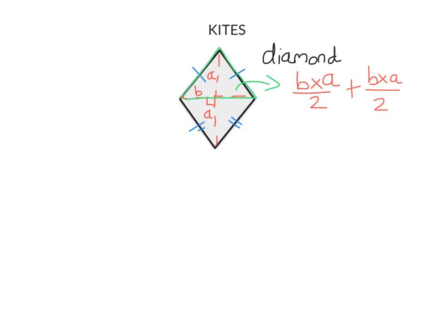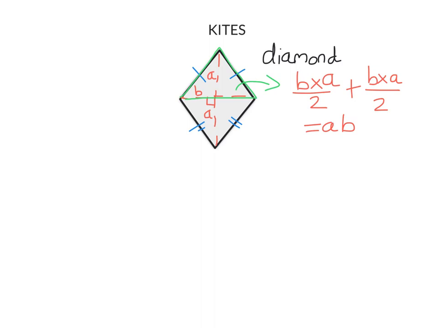So if I add these together, I have half of AB plus half of AB. I just get AB. So that would actually be the area of the kite. It's this length here times this length here. We don't need to divide by 2 because there are actually 2 of these triangles. So that is how you find the area of a kite.